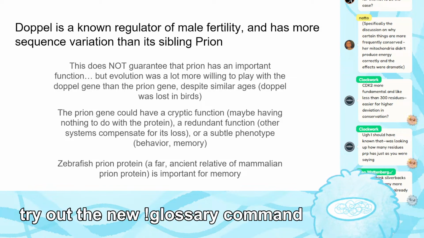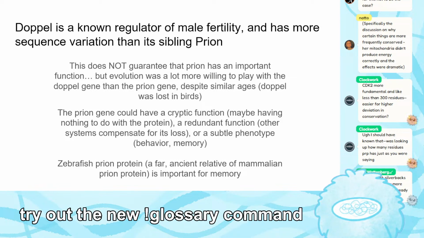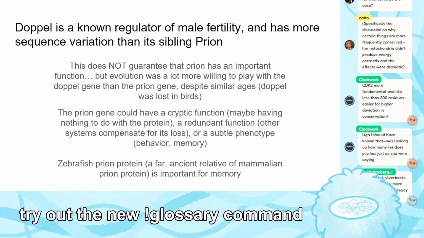So why might this be? The prion gene could have a cryptic function, maybe having nothing to do with the protein, right? There's all sorts of weird things that RNA can do, so maybe the RNA is what's actually conserved and the protein itself is kind of a side effect. Maybe it's got a redundant function, so if you remove the prion protein, maybe there's some other protein that picks up the slack, or a subtle phenotype, which might be behavior or memory or social behavior, something that's not easily studyable in mice, right? So we know that largely mice are normal when you knock the protein out, but you can't interview a mouse, for example.